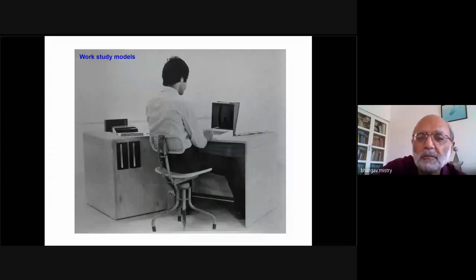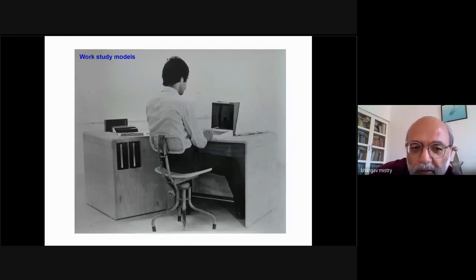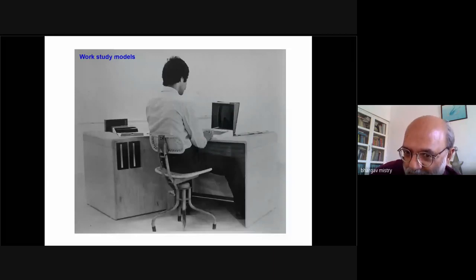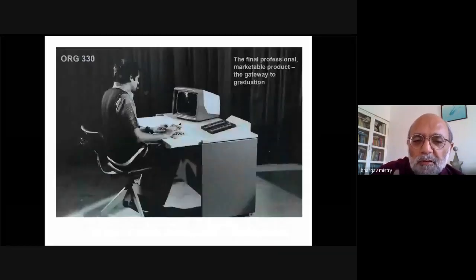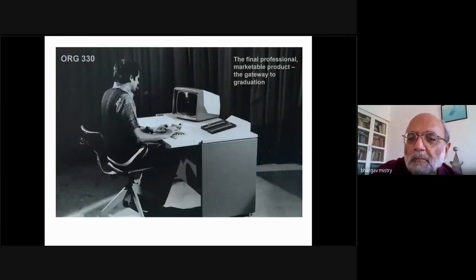So these are our kind of computers. I really consider these to be my so-called lords, because this gave me graduation. And finally, this is the product which was marketed. It's called the final ORG-330, the final professional marketable product, the gateway to graduation.